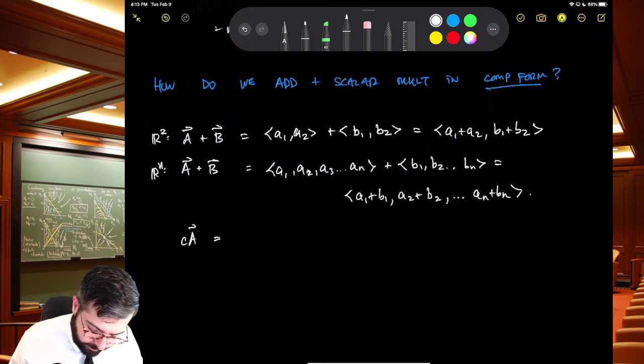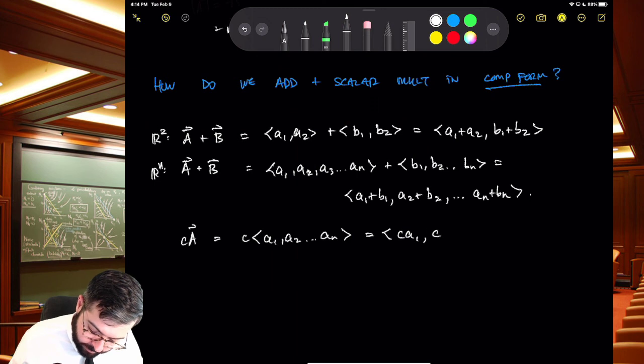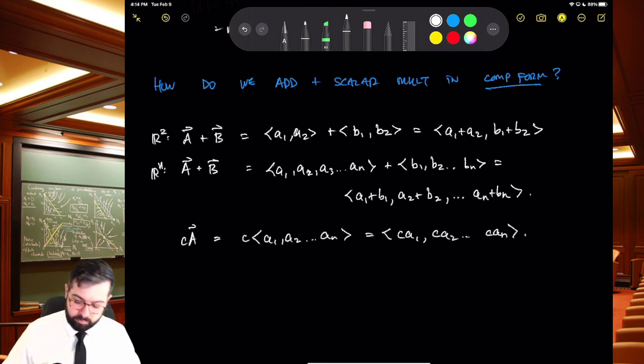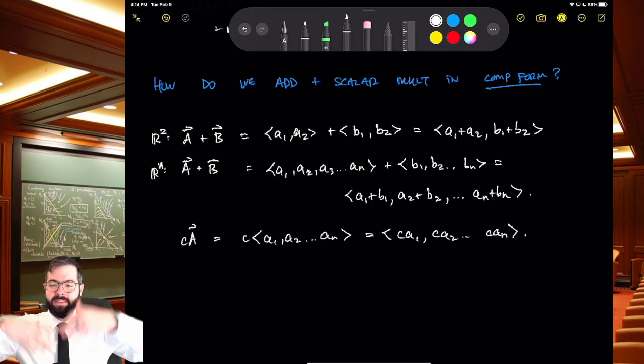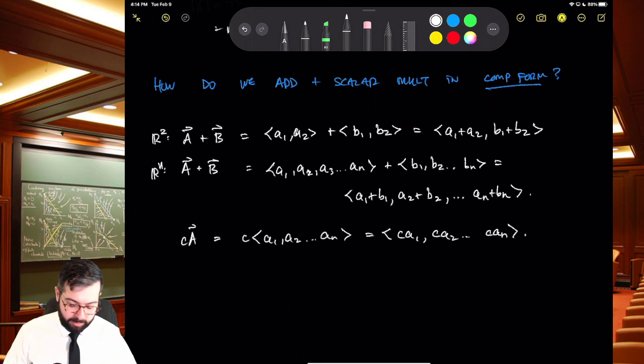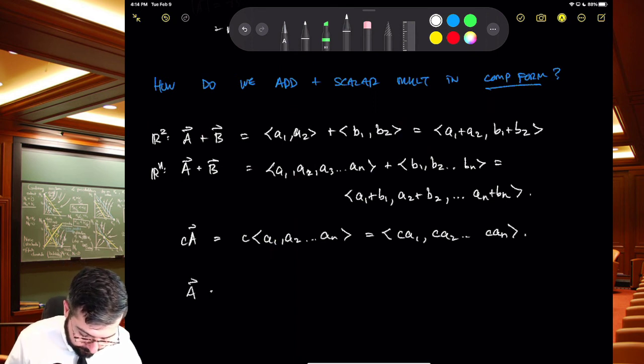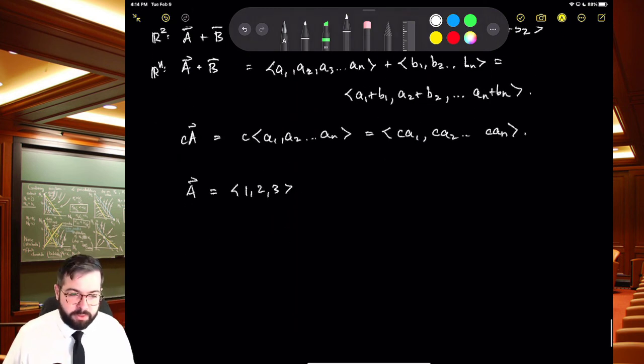Is we take C times A1, A2 up to AN, and each of those components gets multiplied by C. Scalar multiplied. Okay, so it stays a vector, but all those components get scaled up, right? So if we multiply something by 2, so if A is 1, 2, 3, Mally, you love that vector a lot. I sure do.